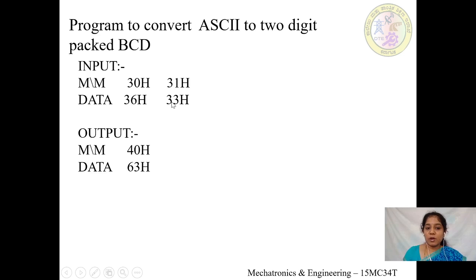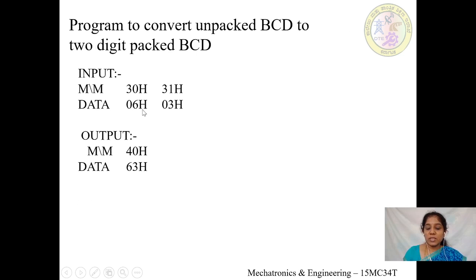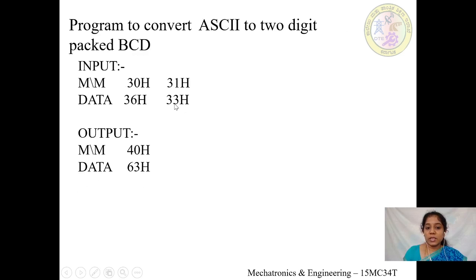Before, we used to give BCD 06, which means 36 in ASCII, and BCD 03, which means 33 in ASCII. So if we give 36 and 33, the output should be 63.